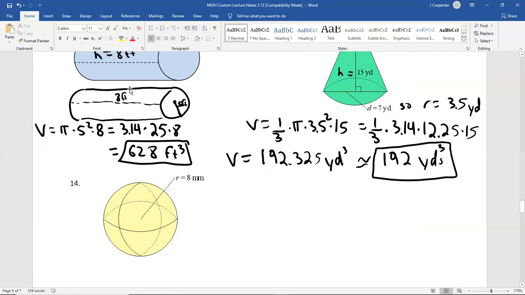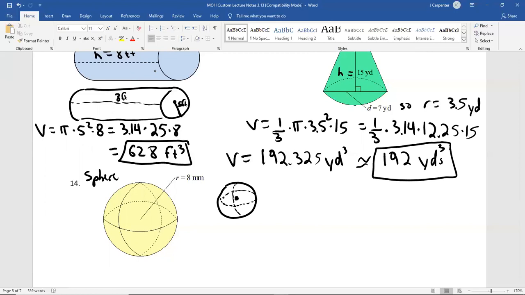Alrighty, 14. Well, that looks like a ball, so its more official name is a sphere. So we've got to find the formula for a sphere. And again, this is very poorly drawn. We like to do this to kind of give it depth.